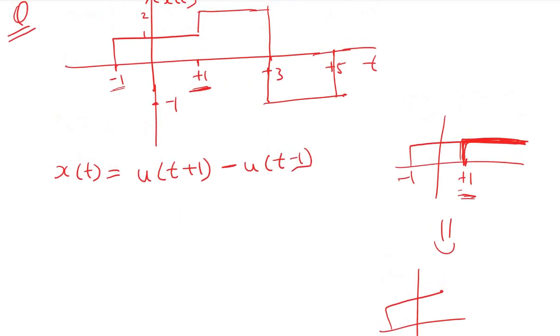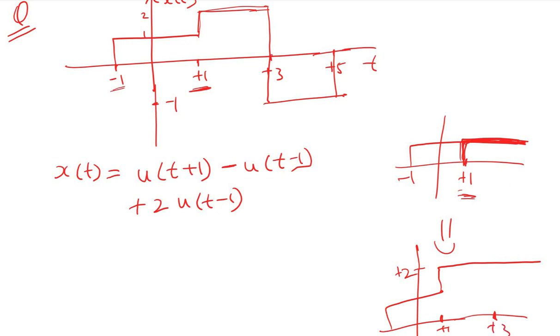Now the next is we need to add a unit step function whose amplitude is 2, right? And which is shifted to +1. We'll add twice u of t minus 1, because the amplitude is 2. So that will give us a unit step function, something like this, +2, right? Now if you look at the required signal, this unit step function with amplitude 2 stops at point +3. It should finish at time t is equal to +3, right?